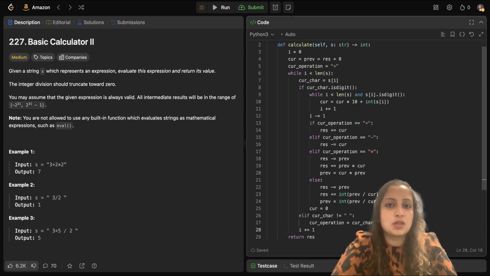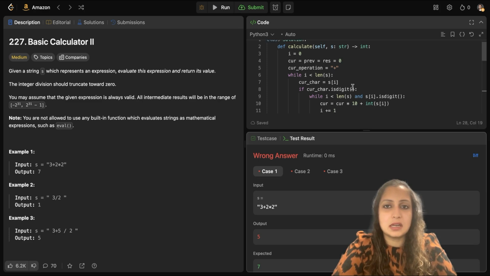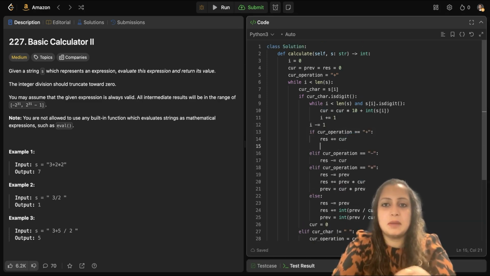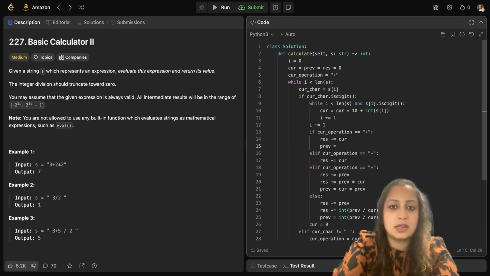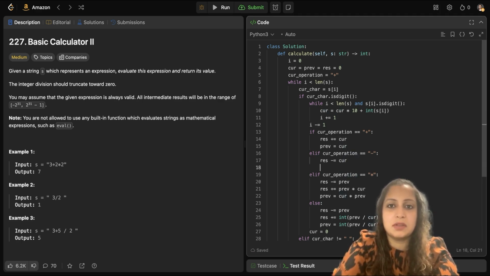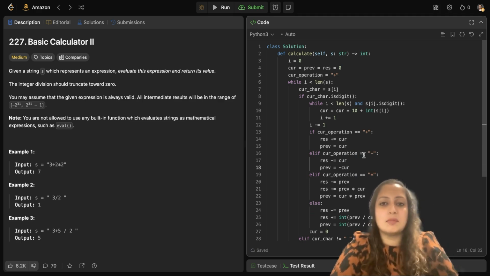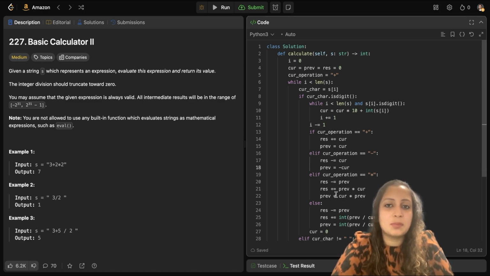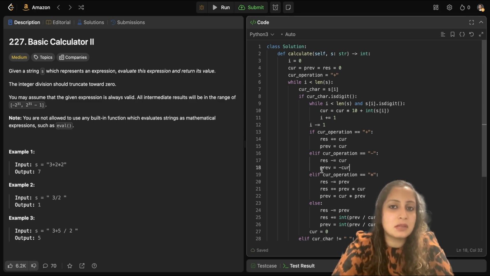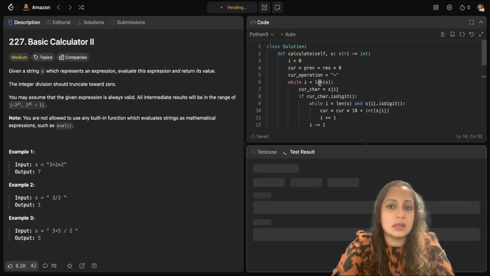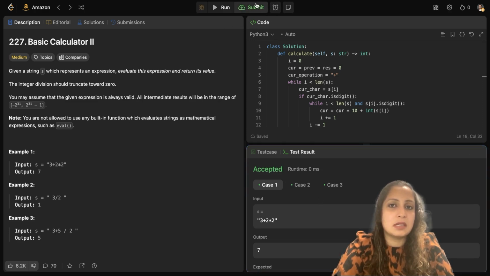So this is my solution, the entire solution. I hope it's clear. Let's run it. So there is some mistake here. Let me check. I forgot to update my previous here. So my previous would get set to current, and here my previous would get set to minus current. Initially I updated my previous values for both multiplication and division operations, but I forgot to update my previous for the addition and subtraction operations, and that's why I was getting a wrong answer. So let's run it. See, it's accepted. Let's submit.